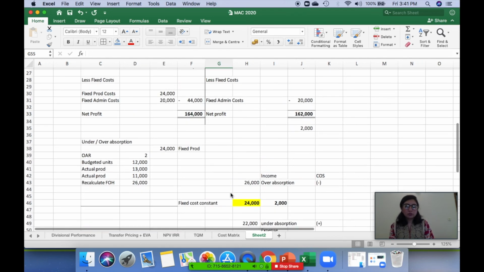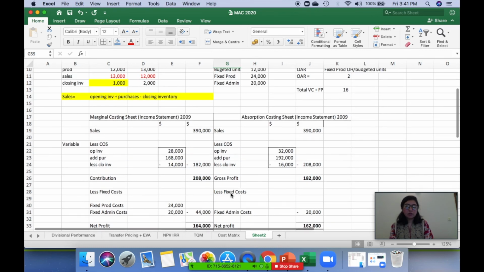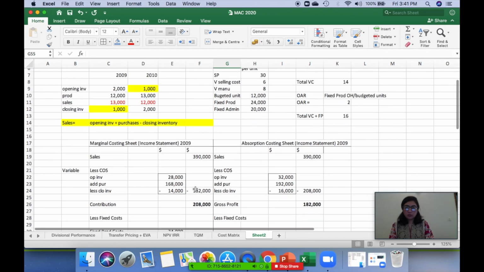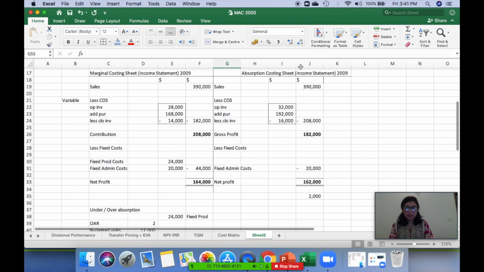So we've worked through the example, we've worked through the concept, we've understood the main difference between marginal and absorption, and what is the key difference between the net profit of both, why in absorption costing the net profit is less, because you are increasing the cost of sales by the fixed production amount, and in marginal costing you only take the variable costing amount, right? So you can see the whole working that I've done here.